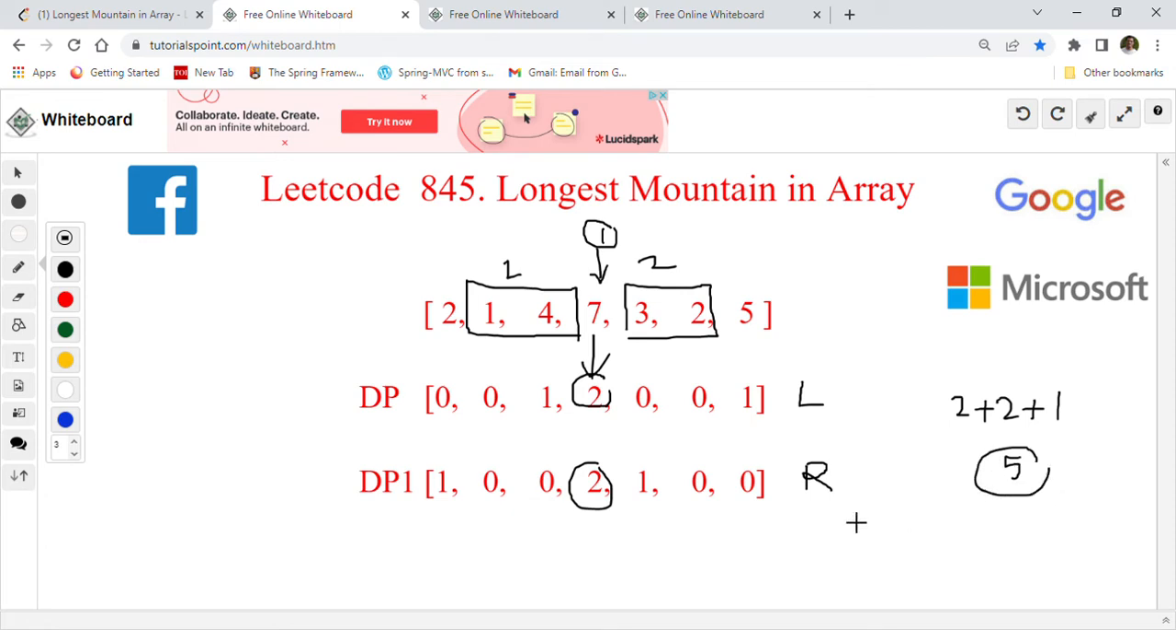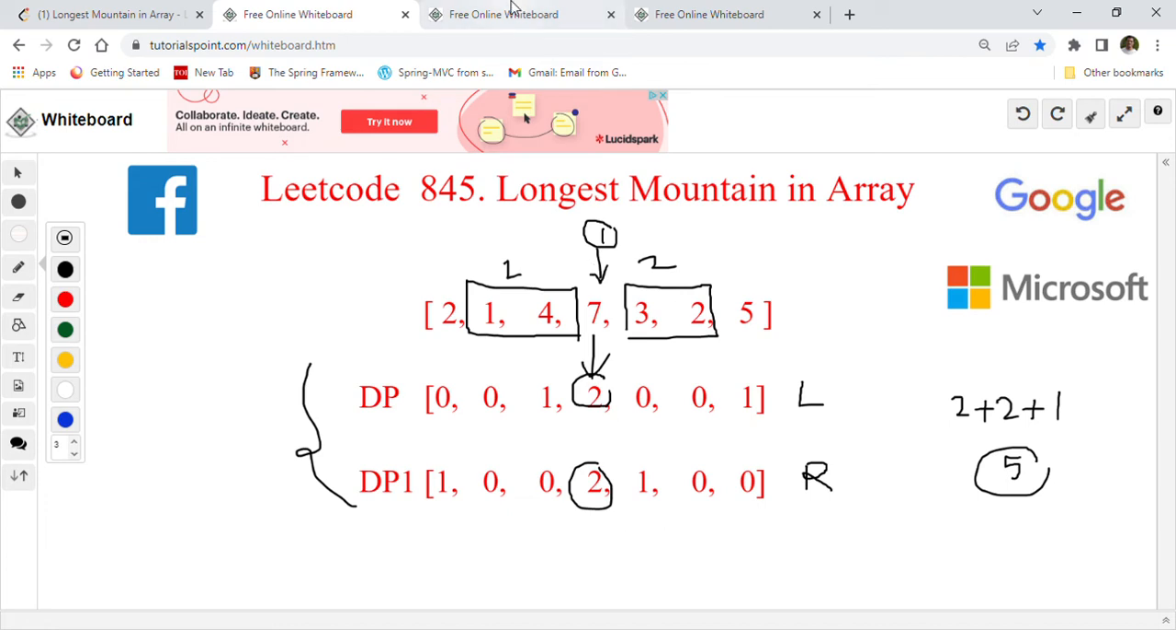And we will go through these whole 2 DP arrays and we will keep adding these values, like 2 plus 2 plus 1, 5, like this, right? And then we'll keep track of the maximum. So the maximum value will give us the longest mountain in the array, correct? So you got the idea, I hope.